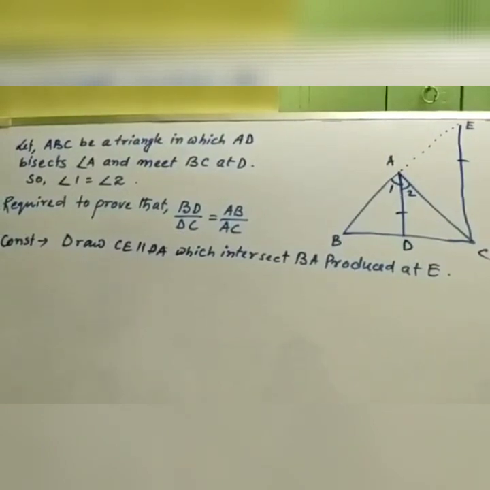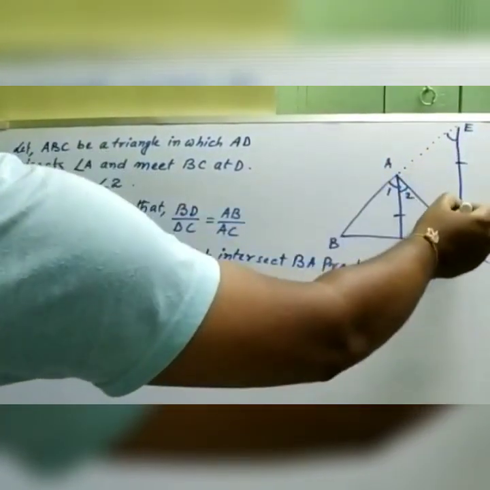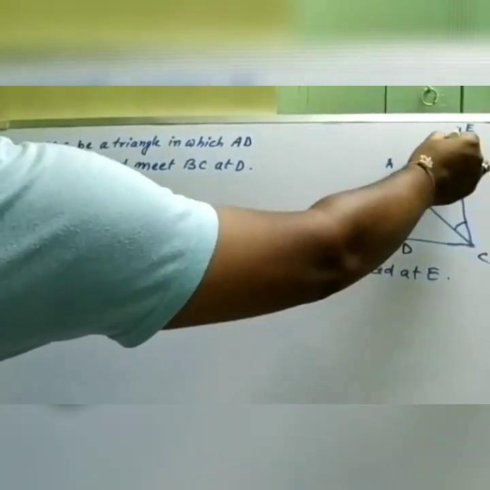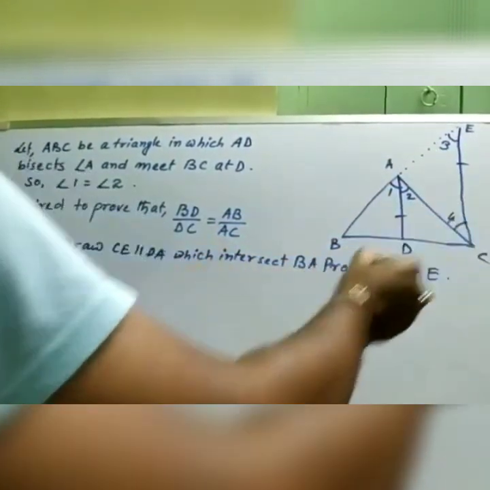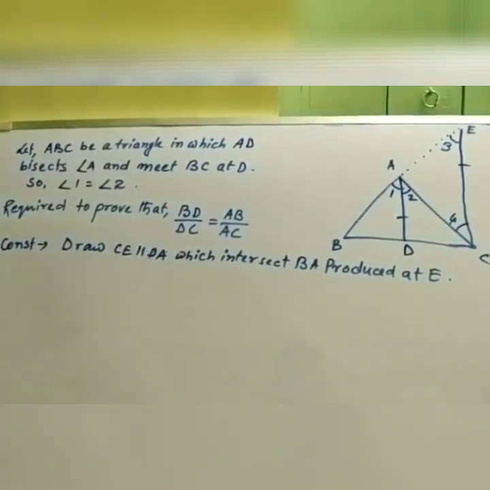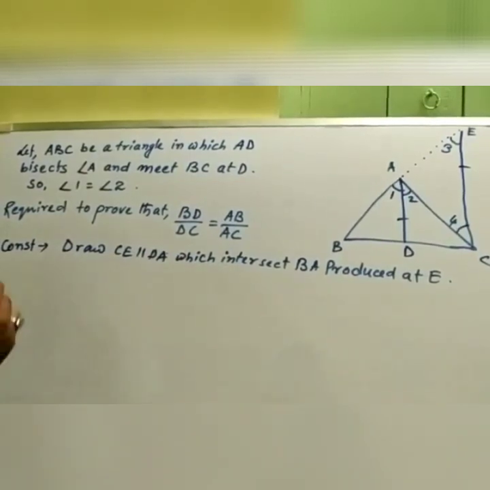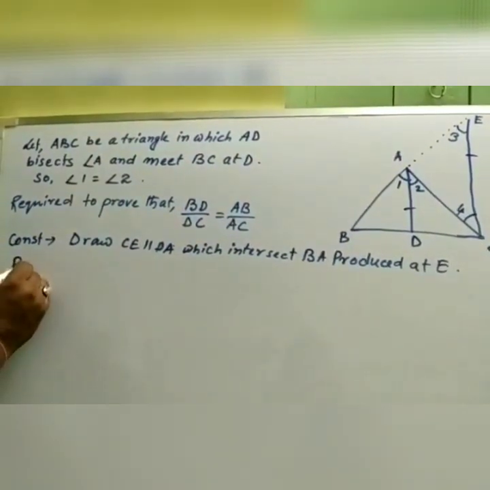Here you can see the two angles you have got, this angle and this angle. We are taking the name as 3, and this is the angle 4, as we have taken 1 and 2. So we have taken another two angles, that is 3 and 4. Okay, so let's go for the proof. So let's see now the proof.